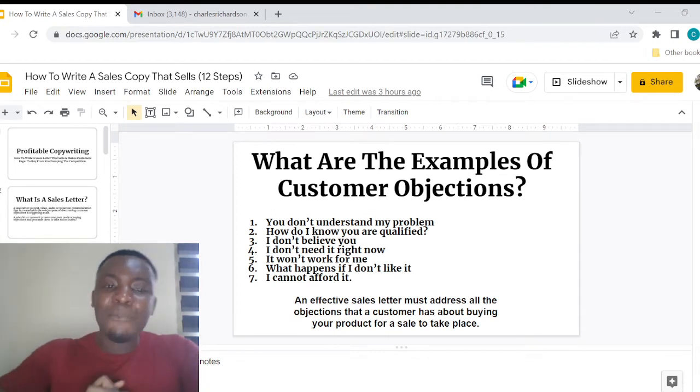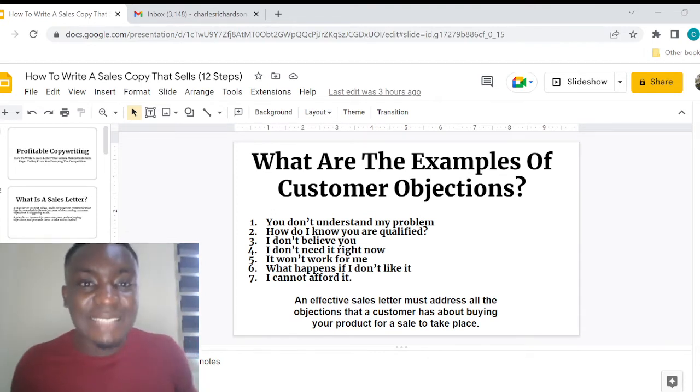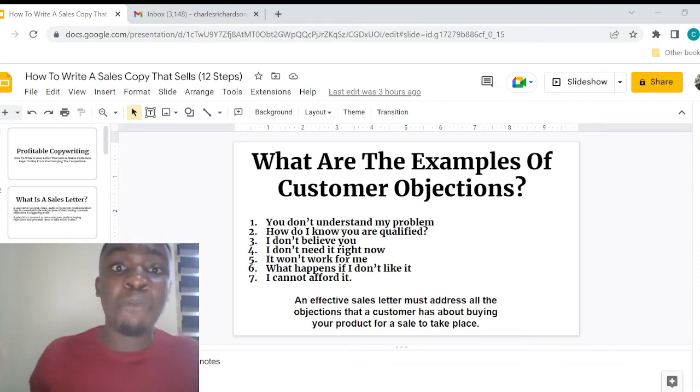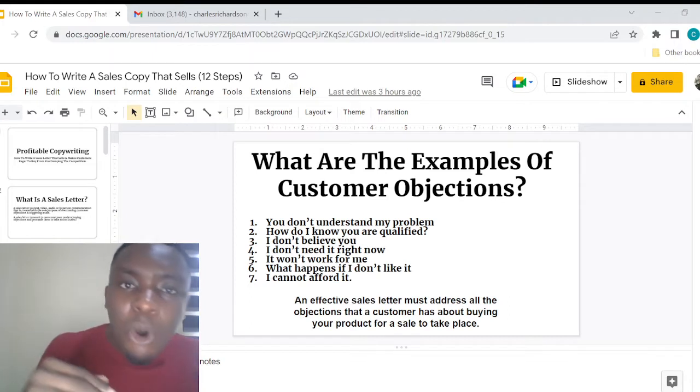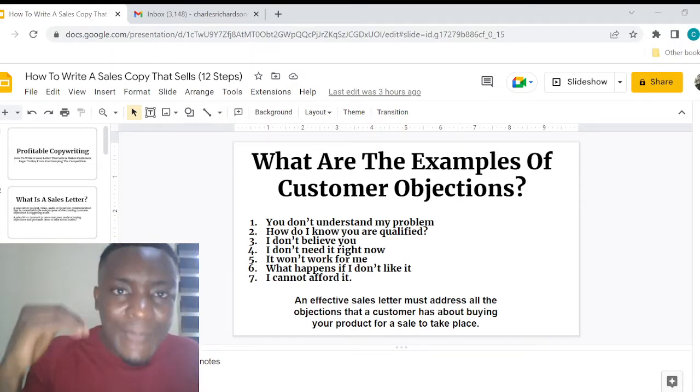Then number four, I don't need it right now. Now, this type of objection comes majorly from people who feel like, oh, I don't need this product right now. They might have the money, but they don't want to take that step of going into the next level by buying from you.